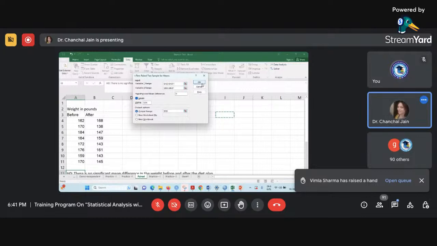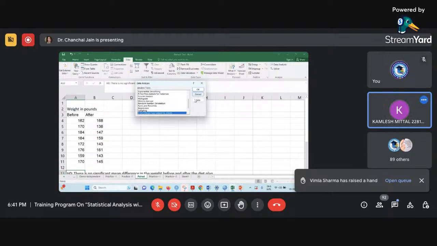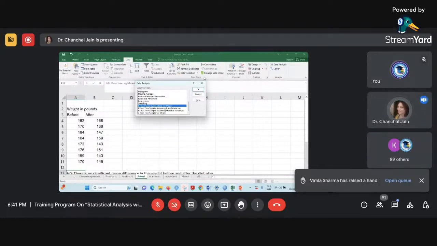Can you repeat it again, please? Ma'am, actually, I was not getting the data analysis. I had trouble. Like descriptive statistics, we have to select. No, ma'am, you need to scroll down this bar. And at the bottom, you can find t-test paired two sample for means. Yeah, I was not able to get that. Okay, yes, after that I can proceed. Okay, thank you, ma'am.